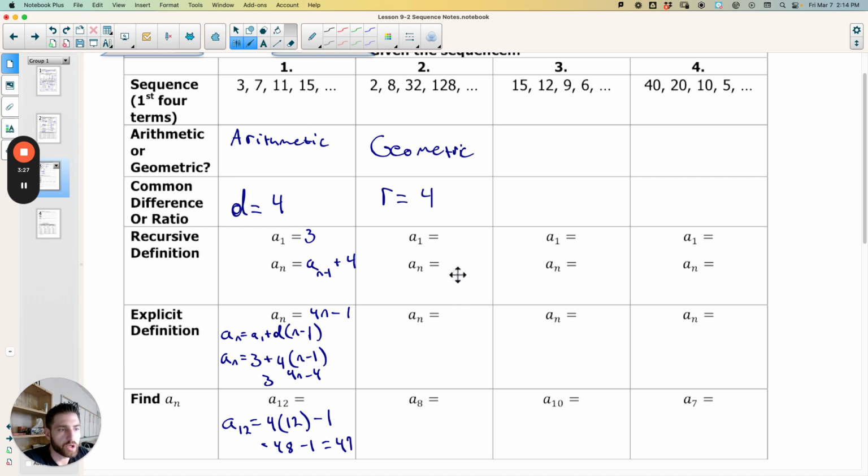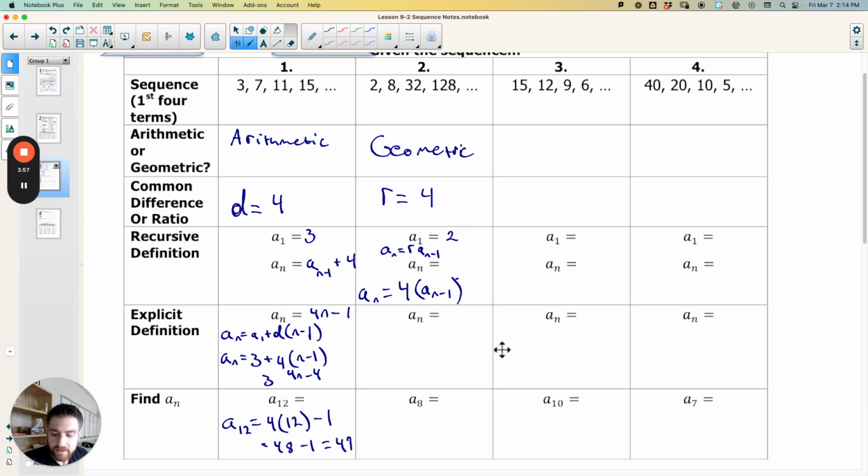Okay, so for the recursive definition, all you have to do is write down a sub n is equal to r times a sub n minus 1. So a sub n is equal to the ratio times a sub n minus 1. So the common ratio here is 4. So it'll be a sub n is equal to 4 times a sub n minus 1. And that's it for the recursive. But, oh, excuse me, we need to have the starting point. So the starting point is 2.